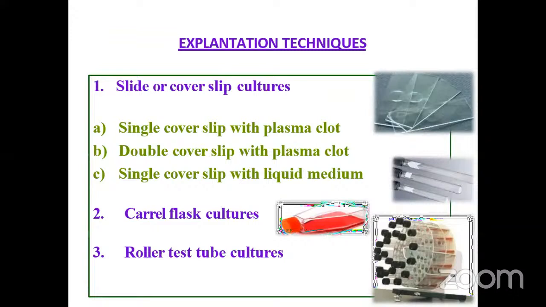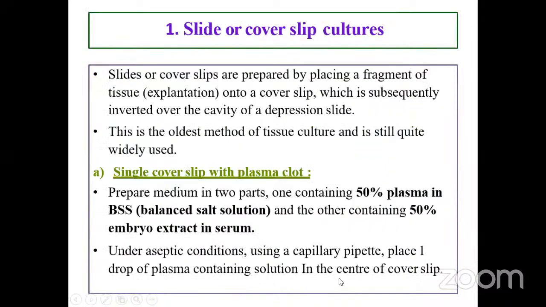So here they can be on slide or cover slips, where single cover slip with plasma clot, or you can use double cover slips with plasma clot, or single cover slip with liquid media. And we have Carrel flask cultures. Usually the cell cultures will be done in these Carrel flask cultures. And we also have roller test tube cultures, which will be swinging.